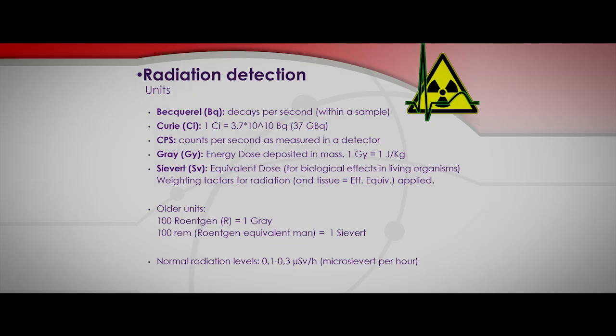Now there's also the energy in gray, which is the energy dose as deposited in mass. The sievert, which is the equivalent dose resulting from that, which is just gray multiplied by radiation weighting factors. As we said, alpha radiation produces a lot of ions along the path. It has a very high ionization capability, so it has a higher radiation weighting factor than photon radiation or electrons, for example. Now, the normal radiation levels in Berlin, like in this room, are 0.1 to 0.3 microsievert per hour, which is an important number to remember for the next videos.